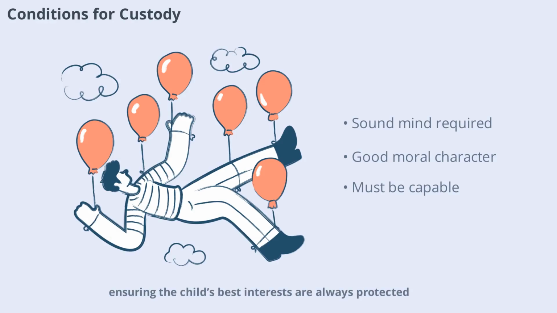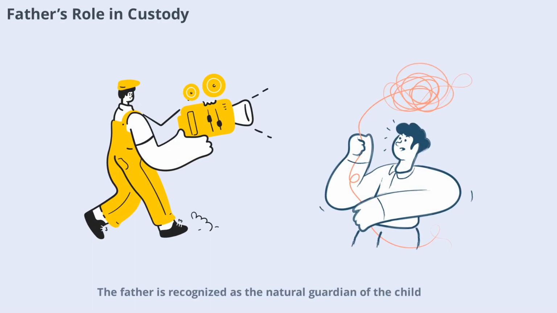always protected. Father is recognized as the natural guardian of the child, responsible for maintenance, education, and marriage expenses. He gains custody after the mother's period ends unless found unfit. This structure balances the nurturing role of the mother with the father's responsibility for the child's overall welfare.